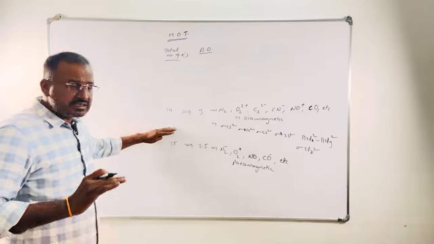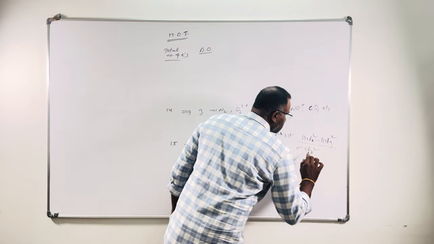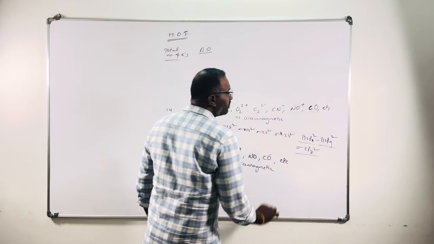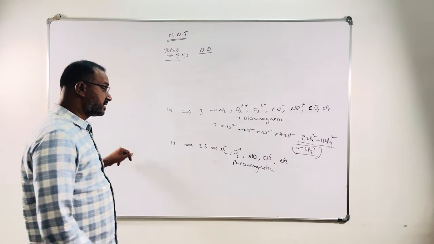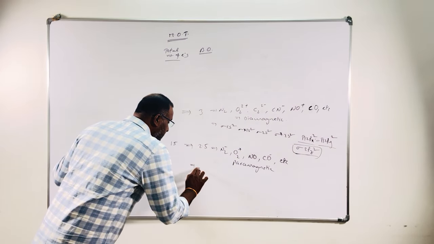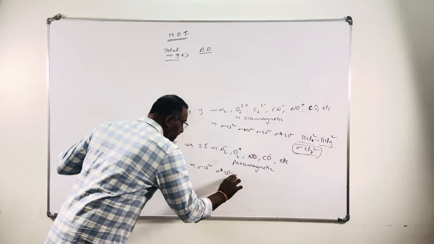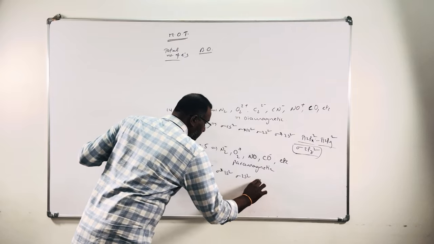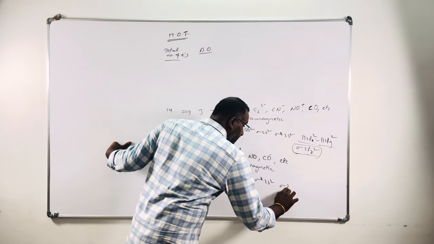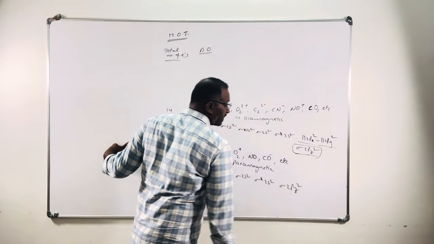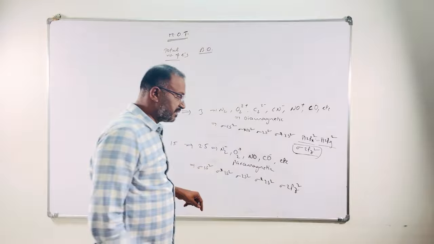For up to 14 electrons, in the molecular orbital energy diagram, pi 2px and pi 2py come first, and pi 2pz comes later. But in this case, the order will be: sigma 1s2, sigma star 1s2, sigma 2s2, sigma star 2s2, then sigma 2pz will be there. Actually pi will be there up to 14 electrons. After 14 it will be sigma.